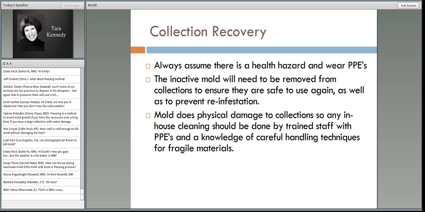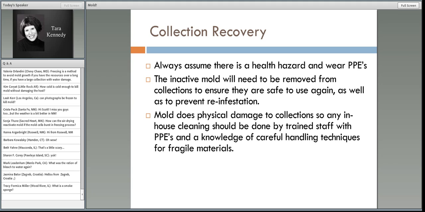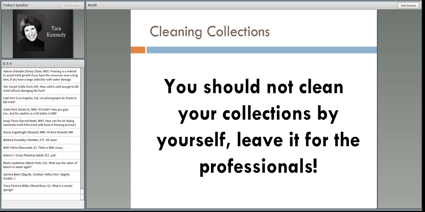So mold does physical damage to collections, so any in-house cleaning should be done by trained staff wearing the protective equipment and with knowledge of careful handling techniques for fragile materials. And I'm going to say this in all capital letters. You should not clean your collections by yourself. Leave it for the professionals. It's super, super important, especially if you have a really seriously large outbreak.